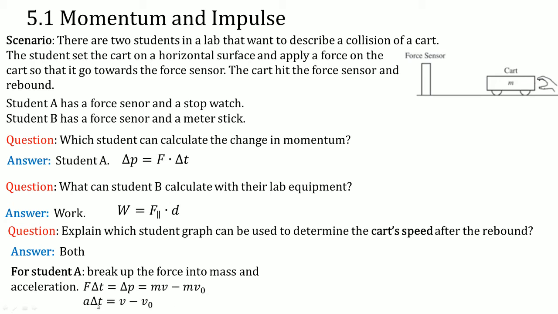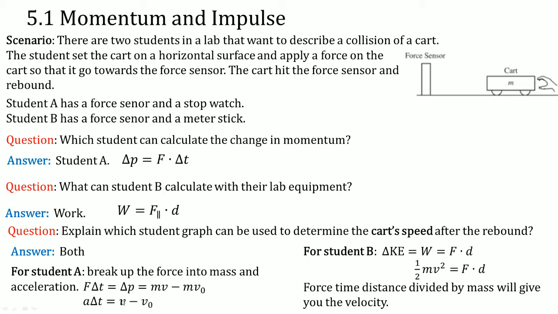The masses cancel out from the forces, leaving you with acceleration times delta T equals final velocity minus initial velocity. Here you can get the cart's final speed, which is V.